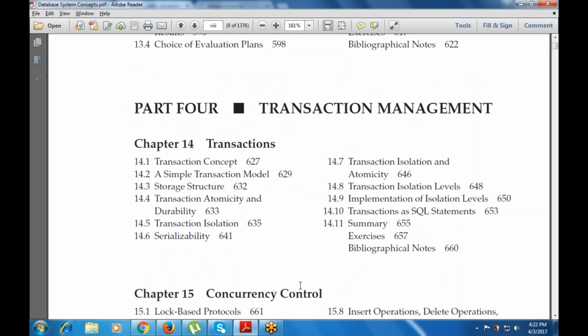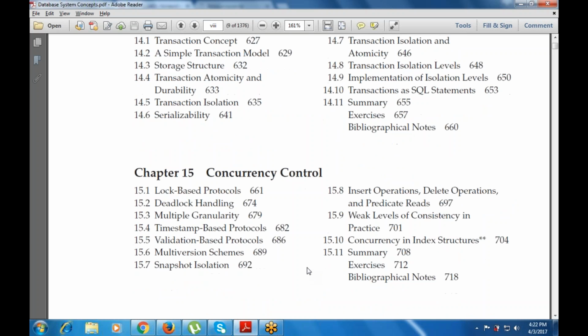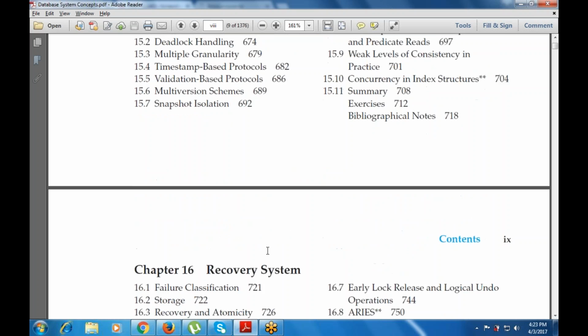That includes chapter number 14, transaction, which includes the transaction concept, a simple transaction model, storage structure, then transaction isolation, including isolation levels, implementation of the isolation levels, then transactions as SQL statements. Then chapter number 15 is concurrency control. That includes log-based protocols, deadlock handling, multiple granularity, validation, multi-version schemes, concurrency in index structures, weak levels of consistency in practice.